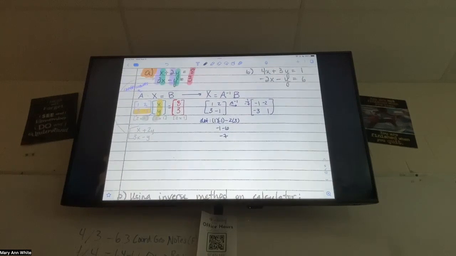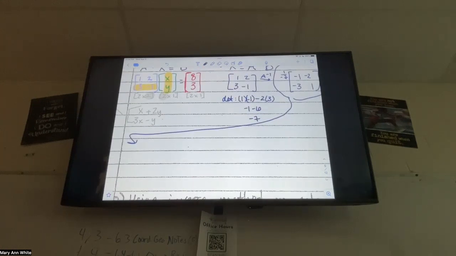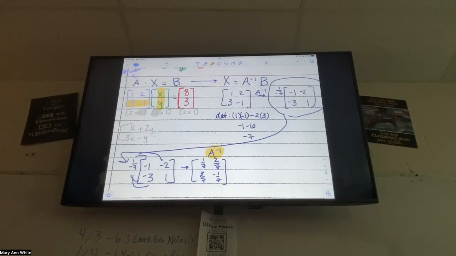I'm actually gonna take this and rewrite this down here because I'm running out of space. Okay, so 1 over -7 times -1, -2, -3, +1. And now I'm gonna distribute that 1 over -7 to everything. And so again, this is my A to the -1. This is my inverse of A. Everyone okay so far?